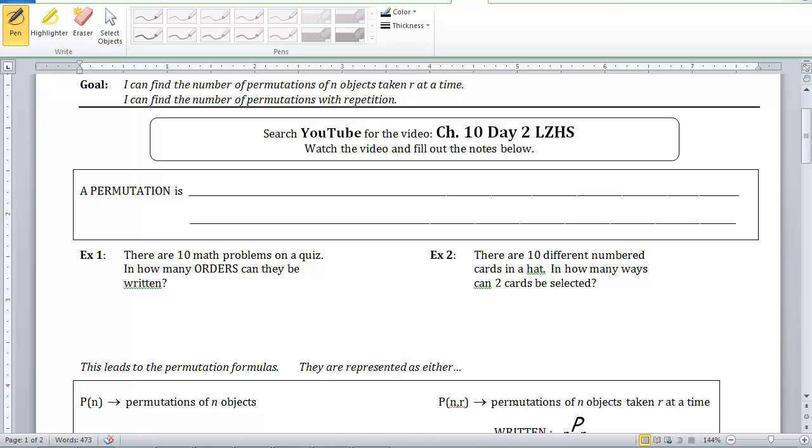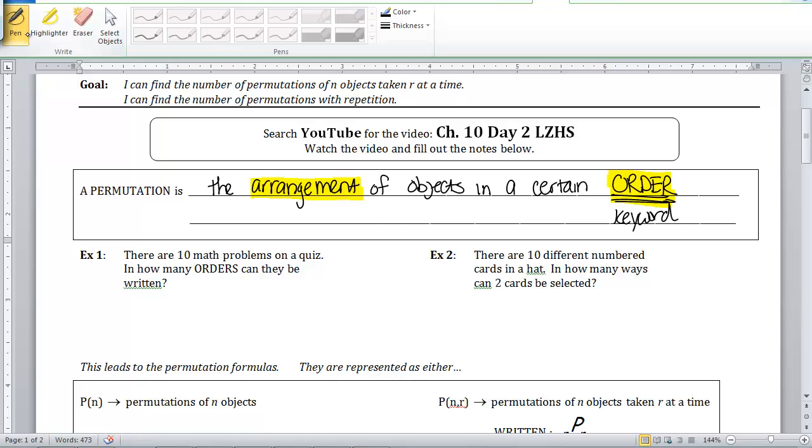In this video, you will learn how to find the number of permutations of n objects taken r at a time. You will also learn how to find the number of permutations when there is repetition. So what is a permutation? A permutation is the arrangement of objects in a certain order, order being the key word there. When you are doing a permutation, order is important.